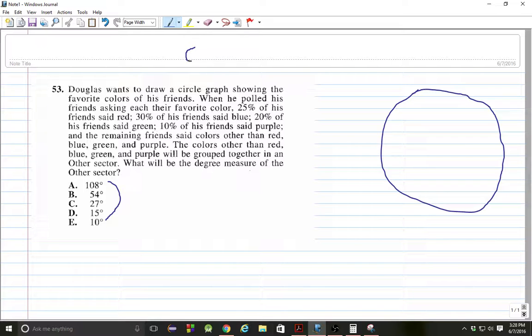So a circle has 360 degrees. Circle equals 360 degrees. And you can do this. What you have to do essentially is create a proportion. So x over 360 equals the percentage over 100. And you have to solve for x.